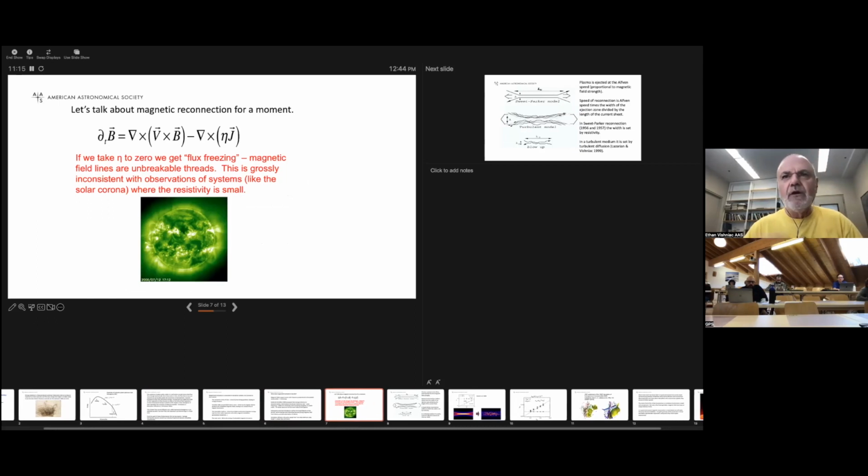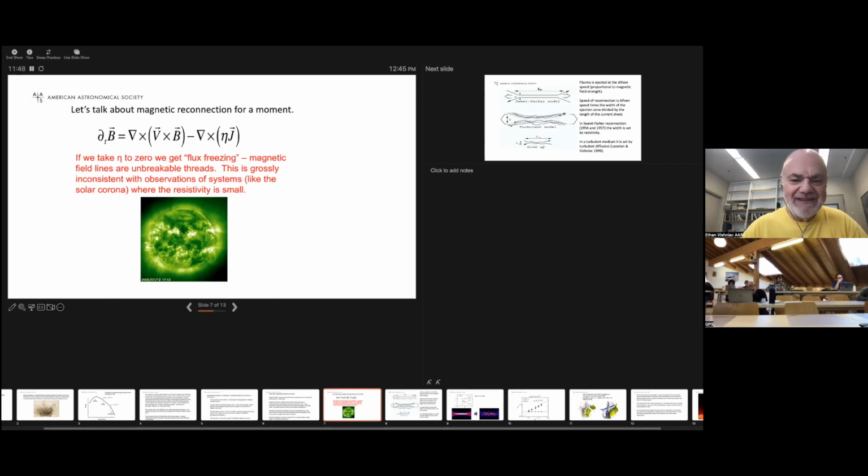Now, why is this important? Just to put up the simplest version of the induction equation, dB/dt is the curl of the electric field, minus the electric field. If you write this out in the MHD limit, your first term is the usual ideal MHD law, and then you have a resistive term, which is generally taken to be small.